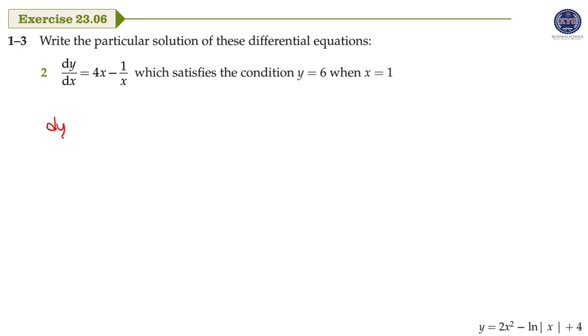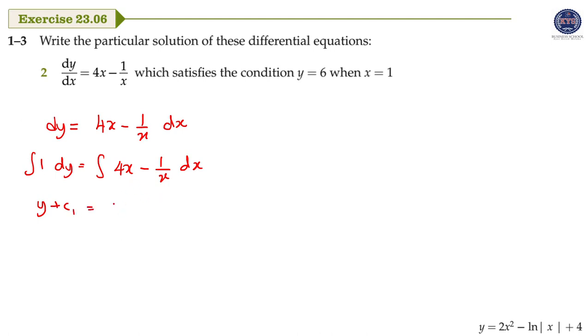So first thing first, use the separable method. Therefore you have dy equal to 4x minus 1 over x dx, and then integrate both sides. 4x minus 1 over x dx. Integrate 1, you have y plus c1. Integrate 4x, it becomes 4x squared over 2. Integrate reciprocal, you have ln x, and then plus c2.